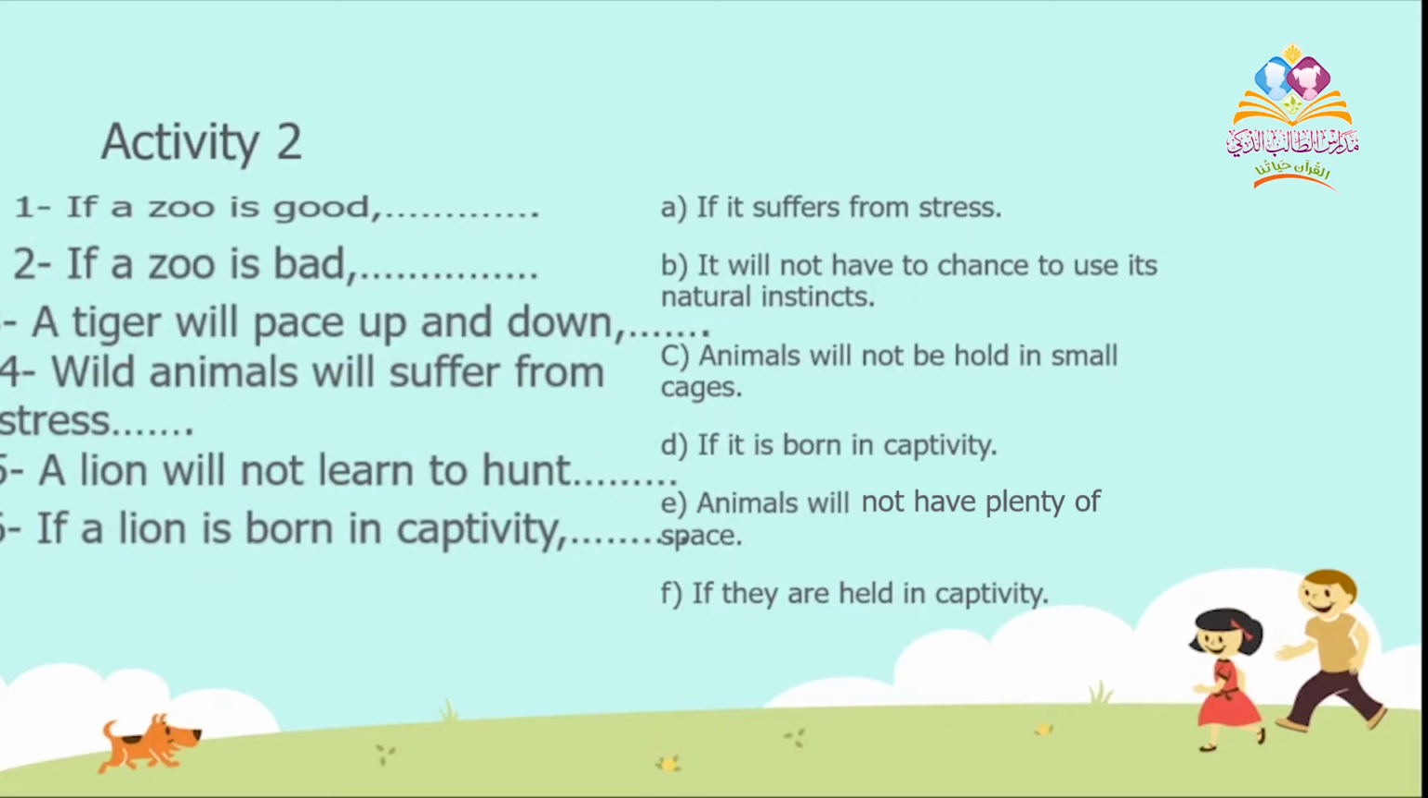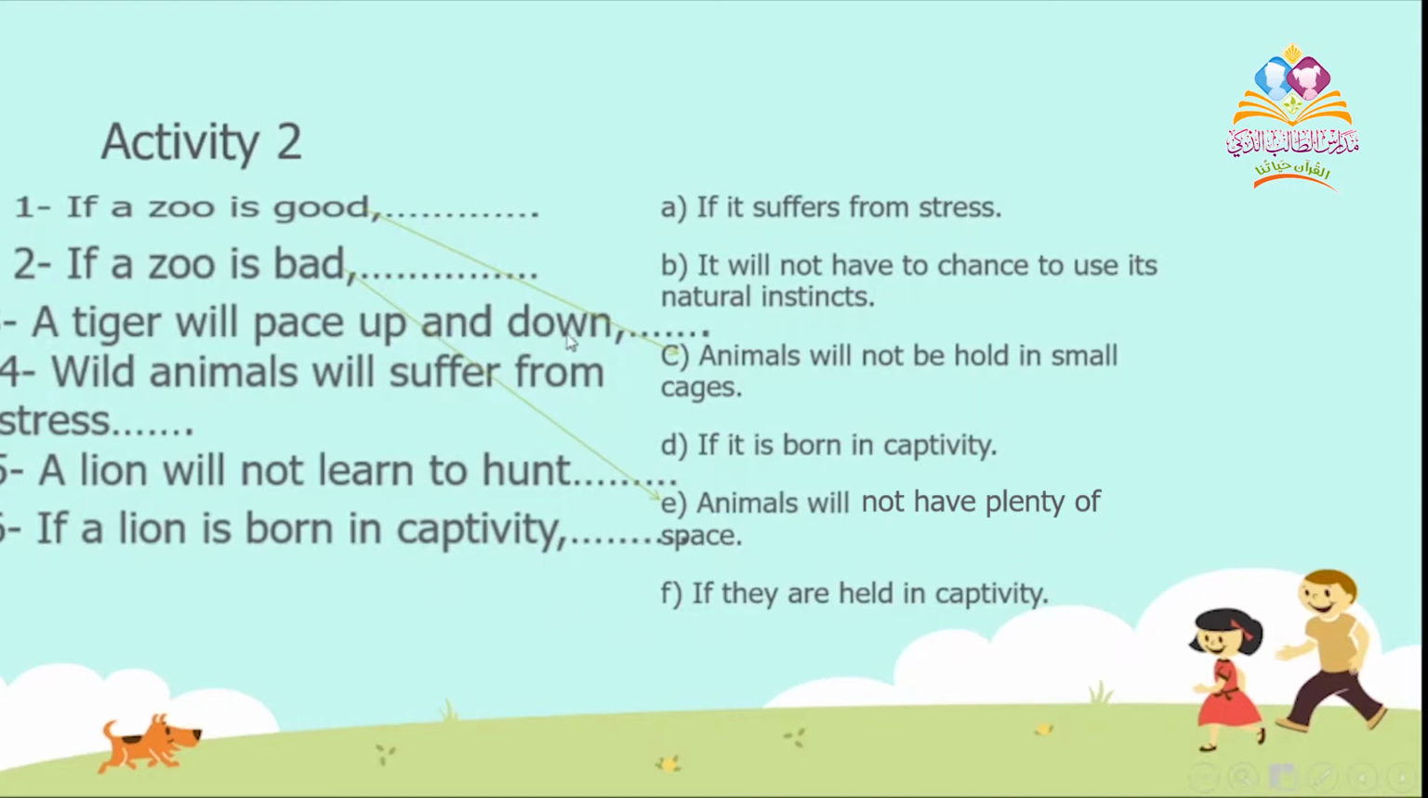Now we are going here to match sentence number 1 with the right one from here on the right. Can you guess with me? If a zoo is good. Yes, animals will not be held in small cages. And if a zoo is bad, animals will not have plenty of space.